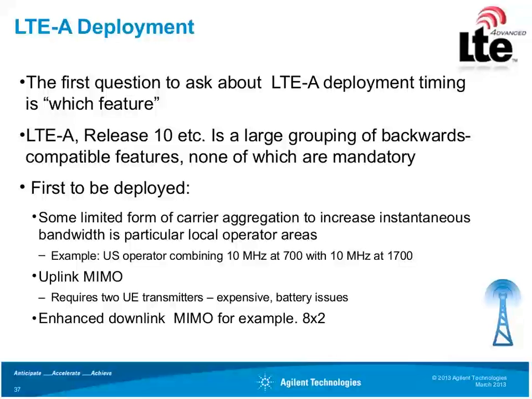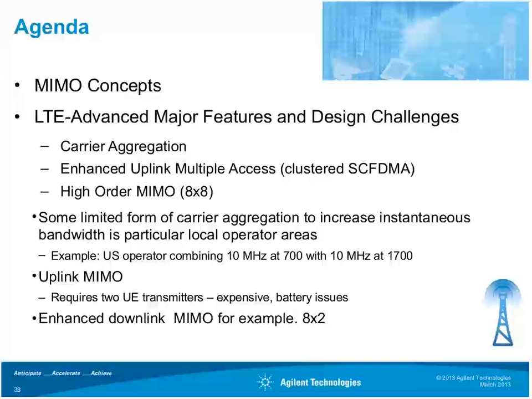LTE Advanced deployment. If someone asks you when this will be deployed or how it will be deployed, the first question to ask is which feature, because LTE Advanced, as you can see, is a collection of a lot of different features. We think the first to be deployed is, pretty obviously, carrier aggregation. We already see chipsets that are using this technology. It'll be 2 component carriers. And of course, there'll be work done with MIMO in both the uplink and the downlink.